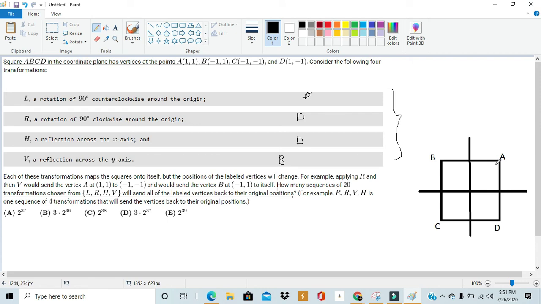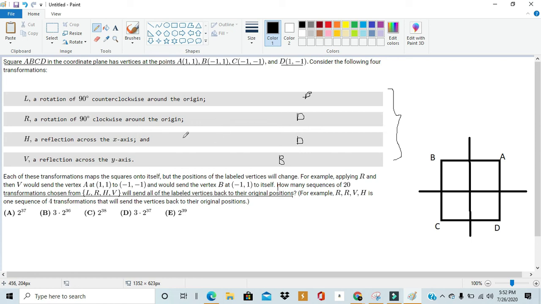But we're not supposed to be dealing with just one transformation. We have to find out how many sequences of 20 transformations chosen from L, R, H, V will map A back to A, B back to B, C back to C, and D back to D. So we found out what each of the transformations does to A. So now let's try to figure out how many sequences of 20 transformations there are.